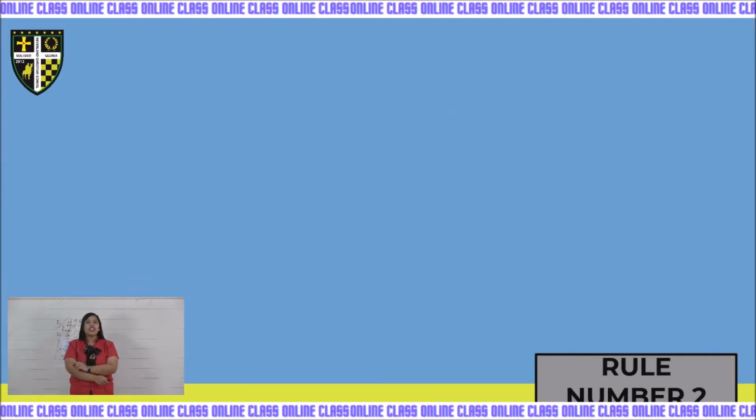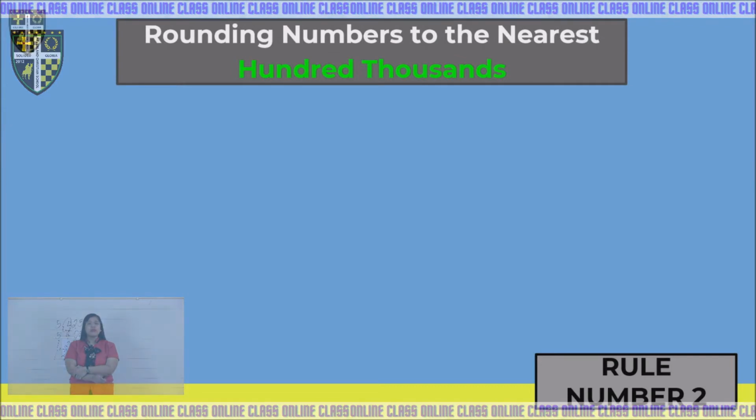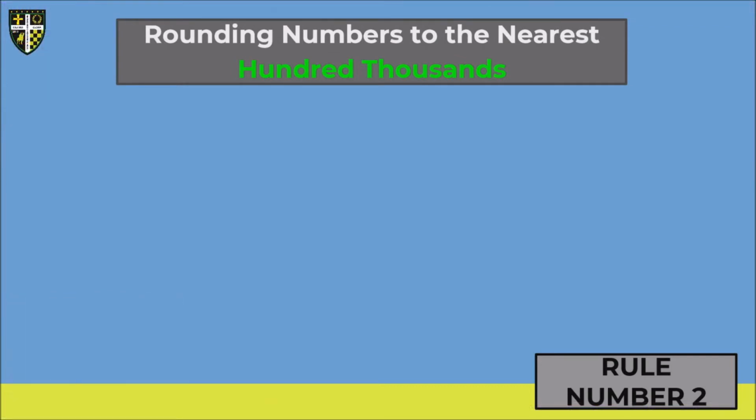So next, rule number 2, which is the last rule. So again, in the last rule, if the number at the right side of the rounded digit is greater than 5, we will add 1 to the rounded digit. Always remember that, kids.